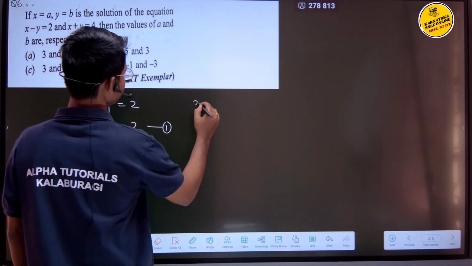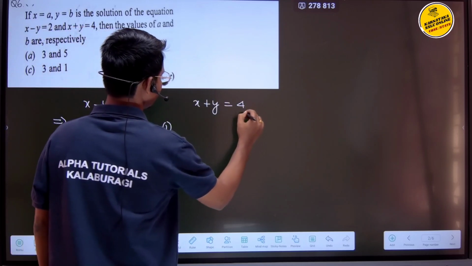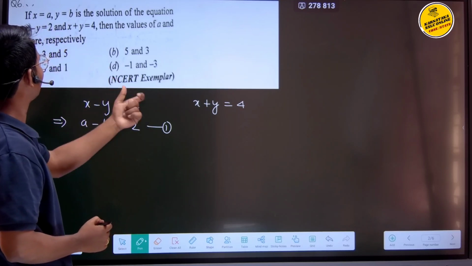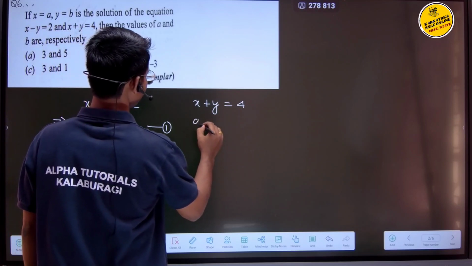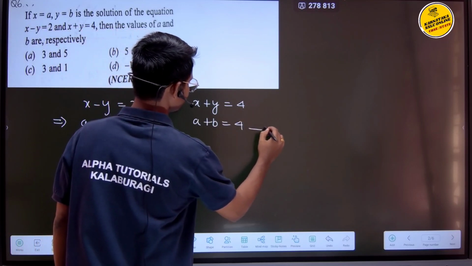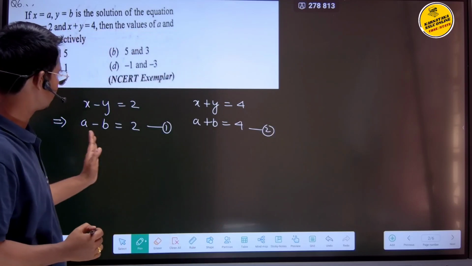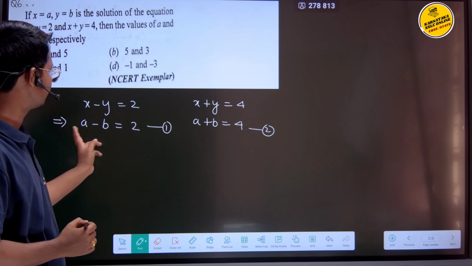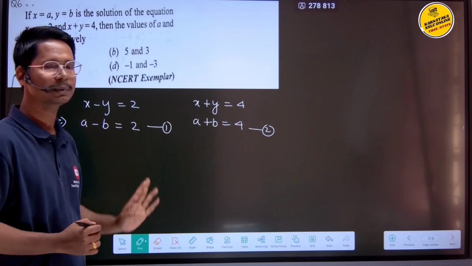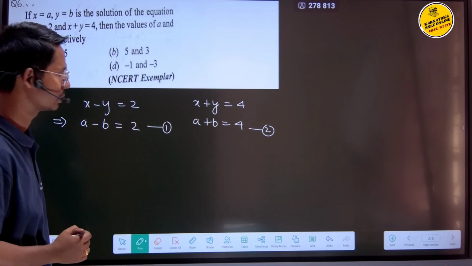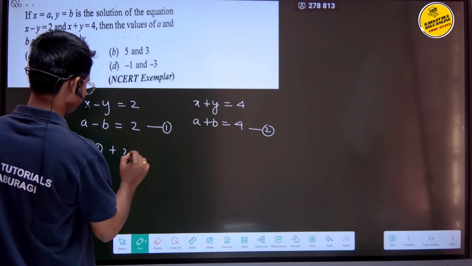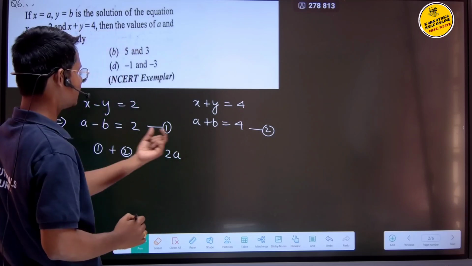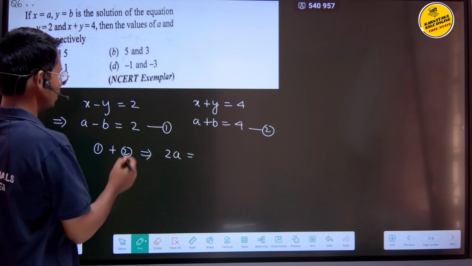Similarly the second equation, x plus y equal to 4. Again I'll substitute x as a and y as b, because they are the solutions. So a plus b is going to be 4. Call it equation 2. Now I have got two linear equations, and I can solve them. If you observe, it is minus b and plus b, so shall I eliminate the b term? I'll add 1 plus 2. a plus a, left hand side 2a, minus b plus b gets cancelled, equal to 2 plus 4 is 6.